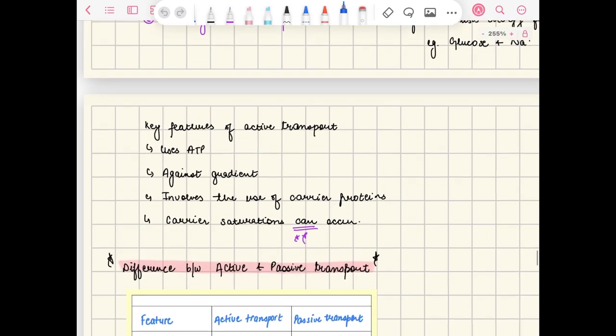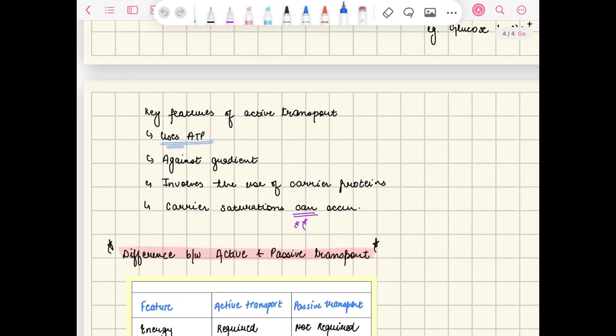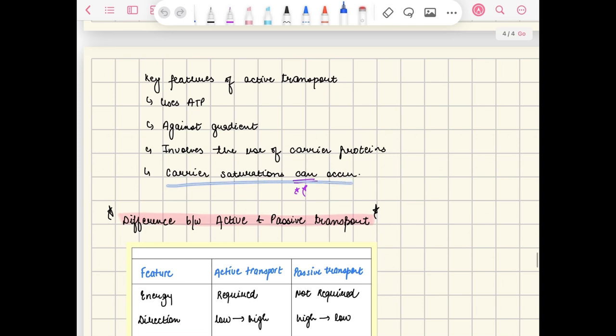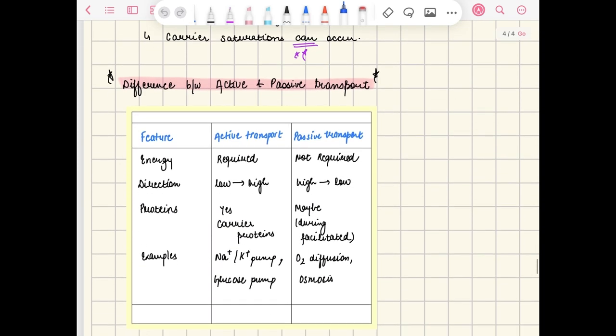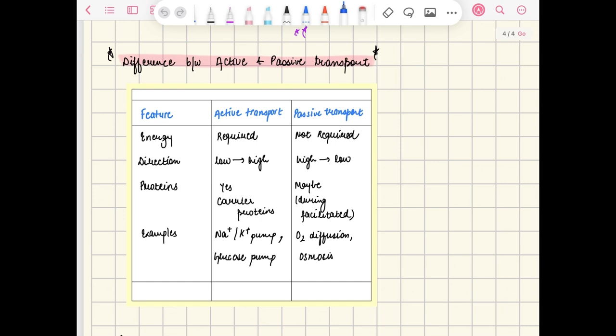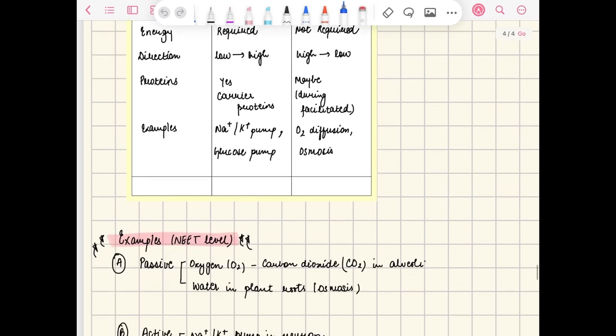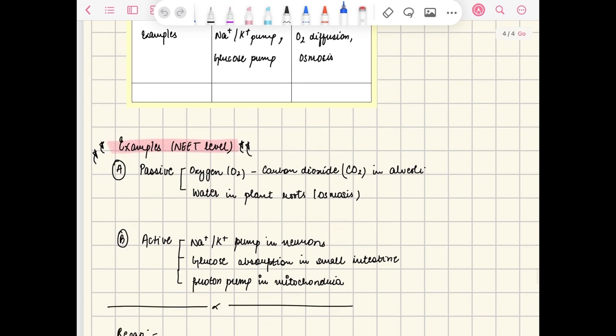Now, key features of active transport. Active transport uses ATP because it is going against the gradient, low to high. It involves the use of carrier proteins. We already studied about it, even in facilitated diffusion. And carrier saturation can occur. Now, for the difference between active and passive transport, you can just look at the table here. And NEET level examples for active and passive transport.